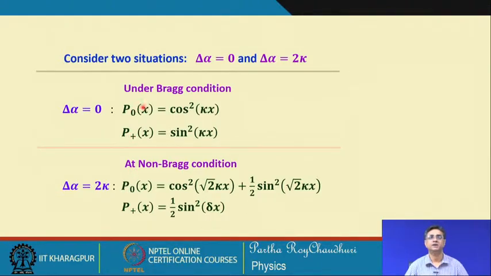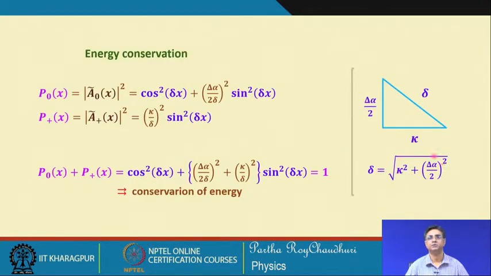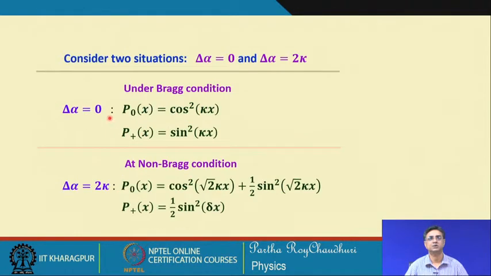This is what is called the Bragg condition, that is, delta alpha equal to 0. We will see that if delta alpha equals 0, we will have other consequences also. At non-Bragg condition, let us suppose that delta alpha is equal to this value. We choose this value just to see what the power variation will be, how much fraction of power will undergo a periodic exchange.